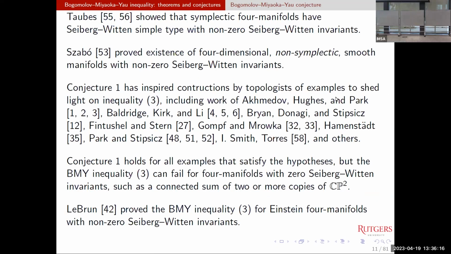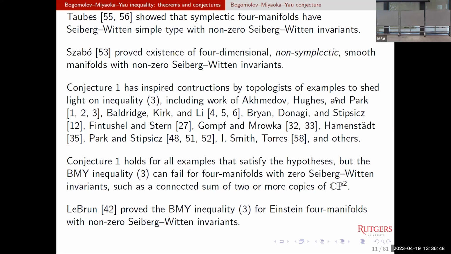The reason that we stated the conjecture the way we did is that we know from Taubes that symplectic four-manifolds have non-zero Seiberg-Witten invariants. There are also four-manifolds with non-zero Seiberg-Witten invariants that are not symplectic four-manifolds. So it makes sense to state the conjecture in terms of Seiberg-Witten invariants rather than symplectic four-manifolds as it is in reality.